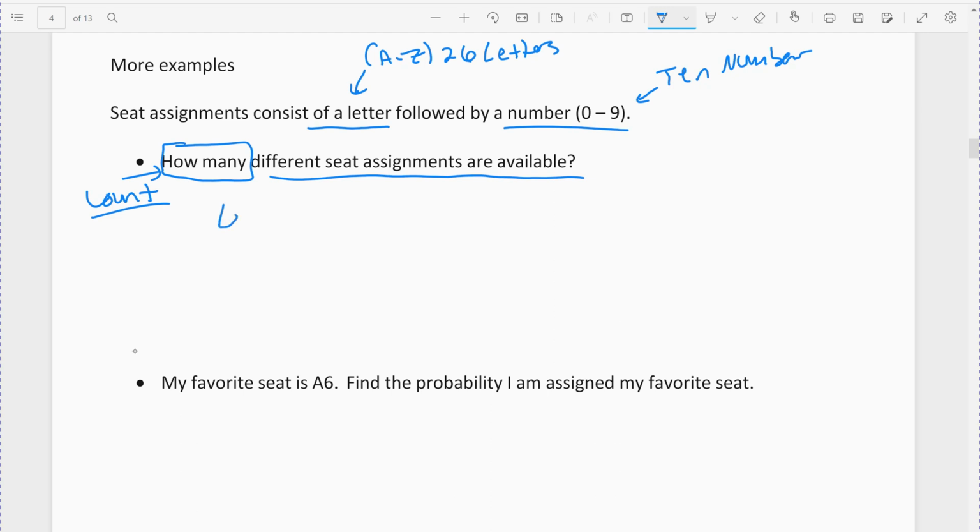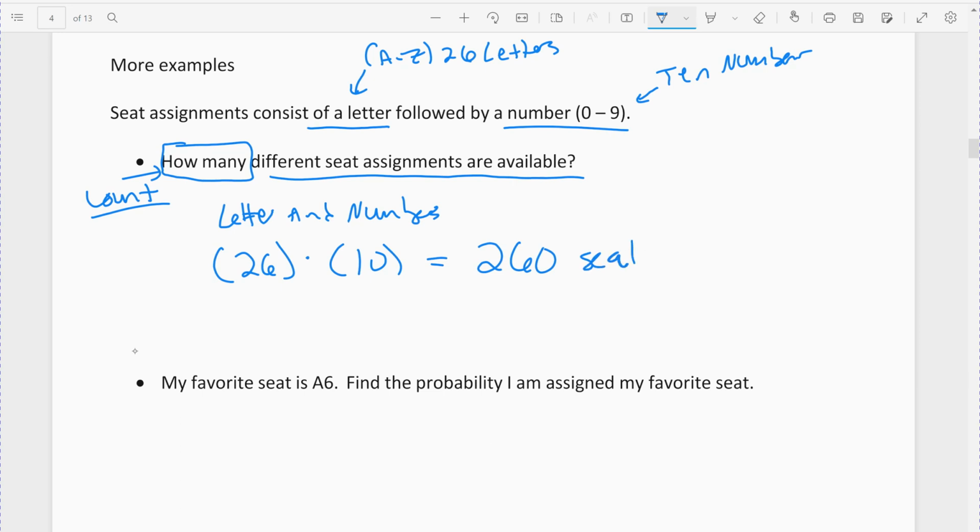Well, we have a letter and a number. Right? We have a seat assigned with a letter and a number. So letters, there's 26 of those, and we multiply. There are 10 numbers. And so there are 260 seats. Right? Because every A would have 10, every B would have 10, every C would have 10, all the way on to Z, there'd be 10, right? Because we have A 0 to 9, B 0 to 9, and so on. So it should make sense that that's the case.